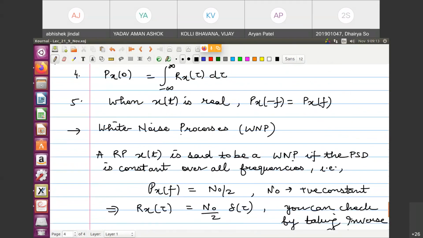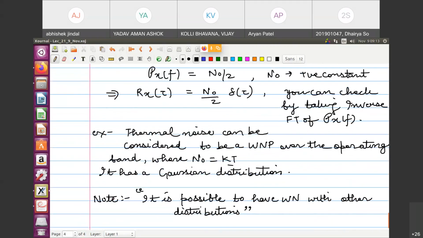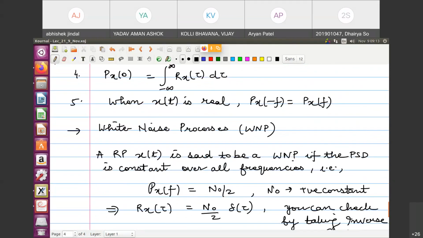White noise simply says that the PSD should be N naught by 2, or should be a constant across the frequency. So if that is the case, then it can take other distributions as well. But in our case, because thermal noise is one of the biggest sources of corruption and it has a Gaussian distribution, we call it WGN.